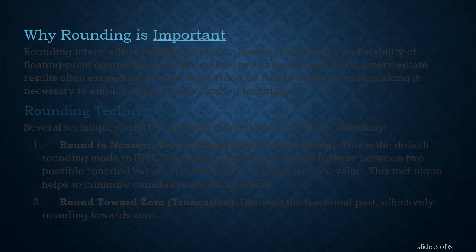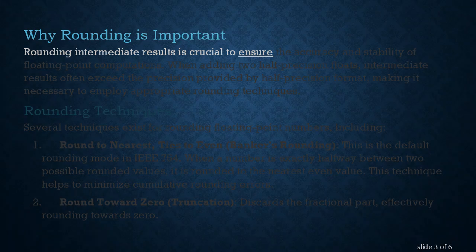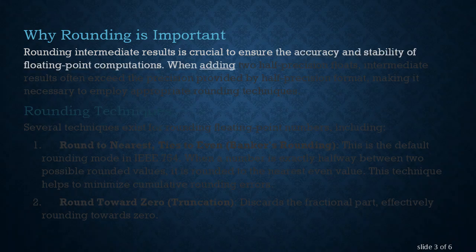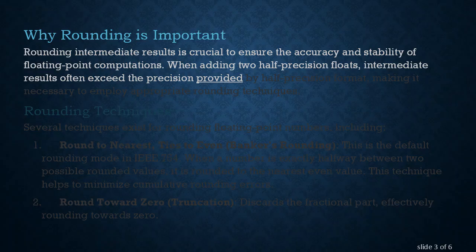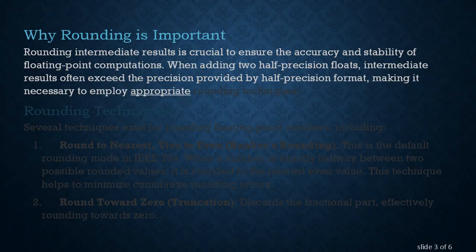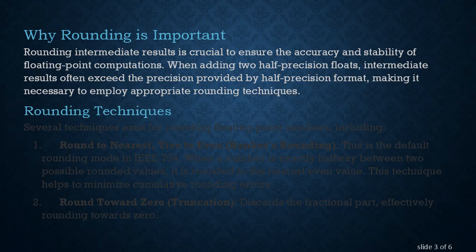Why is rounding important? Rounding intermediate results is crucial to ensure the accuracy and stability of floating-point computations. When adding two half-precision floats, intermediate results often exceed the precision provided by the half-precision format, making it necessary to employ appropriate rounding techniques.